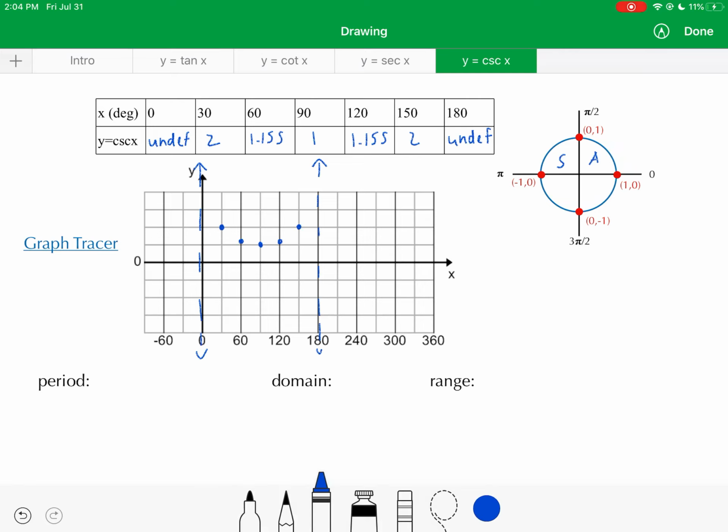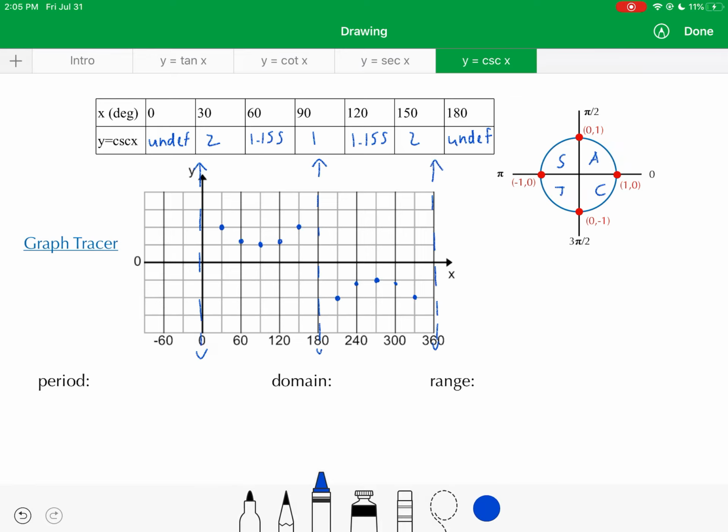the first 2 quadrants. Now when you get into the third and the fourth quadrants, the cosecant function should be negative. So that means at 210 degrees, cosecant should equal negative 2. At 240, negative 1.155. At 270, we should be at negative 1. At 300, negative 1.155. And at 330, negative 2. And then our next asymptote at 360.